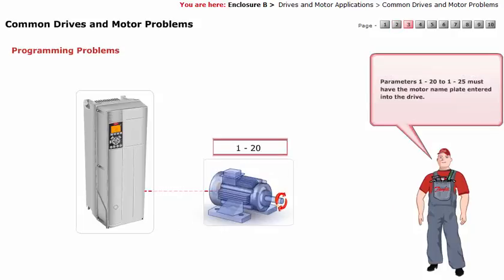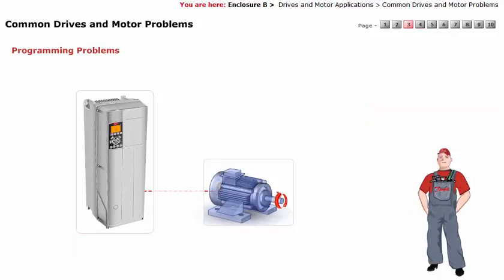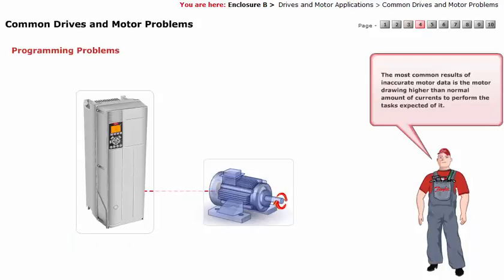Parameters 1-20 to 1-25 must have the motor nameplate entered into the drive. This enables the drive processor to match the drive to the power characteristics of the motor. The most common result of inaccurate motor data is the motor drawing a higher than normal amount of current to perform the task expected of it.